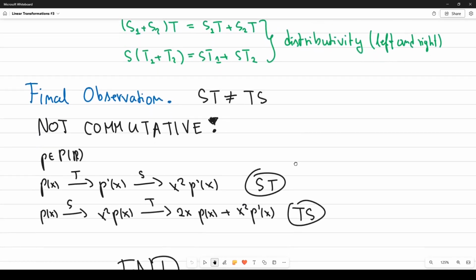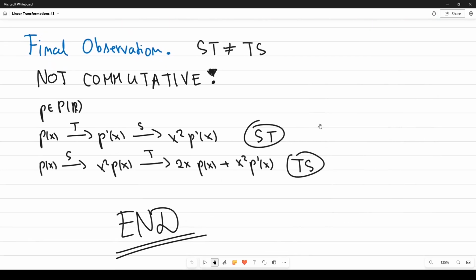So yeah, that would be it for today. Linear transformations, the why, the how, a few results, and we introduced the space of linear transformations and turned it into a vector space.